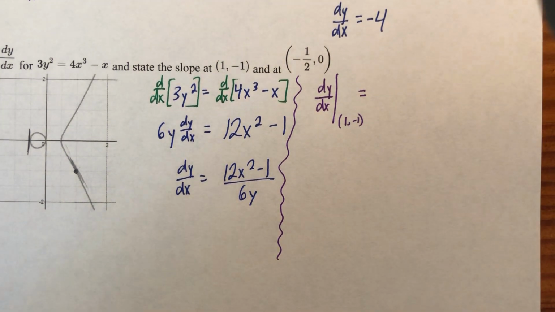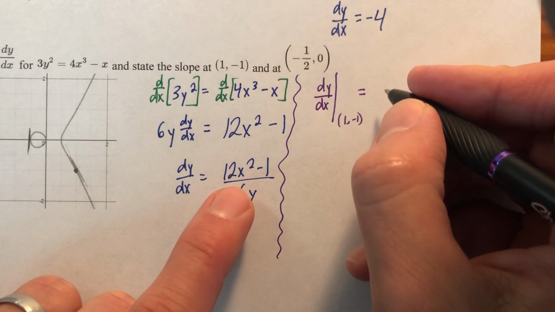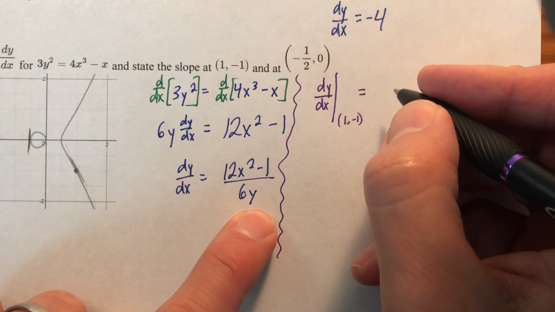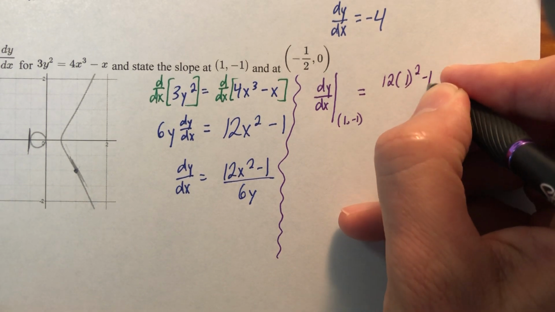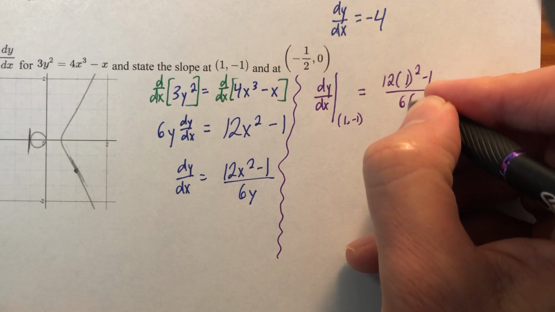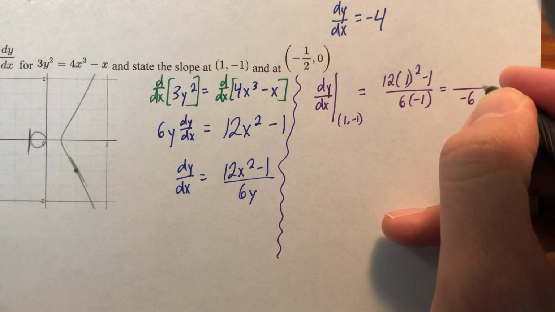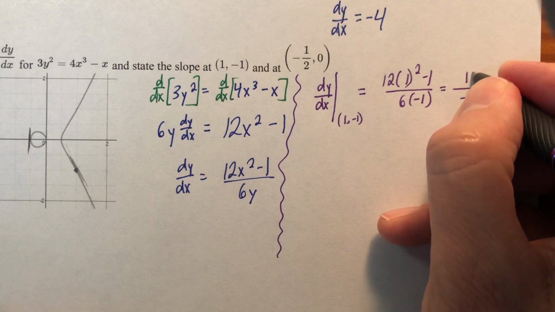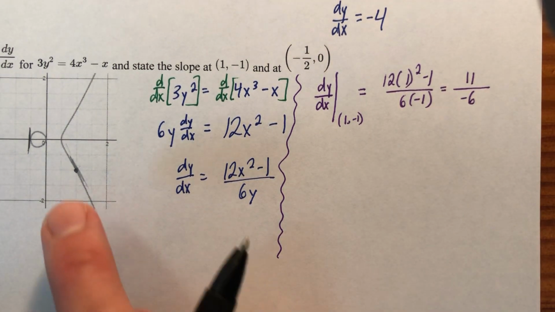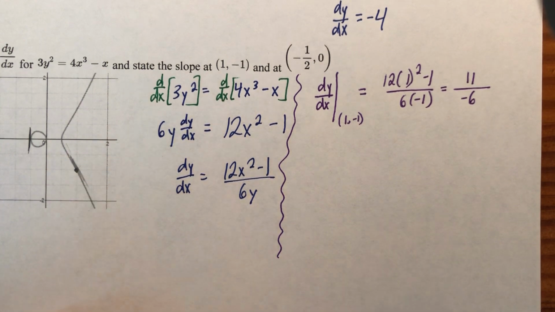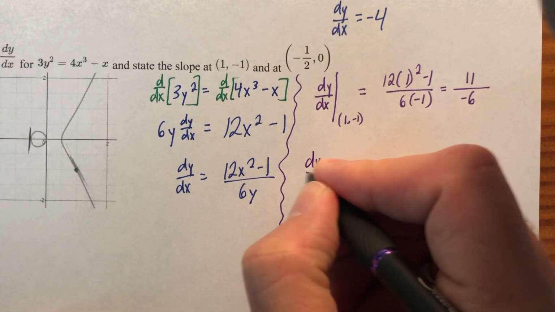A little vertical line says, hey, I'm about to do something with it. So we're going to plug in a 1 for every x and a negative 1 for every y. So 12 times 1 squared minus 1 over 6 times negative 1. That gives me negative 6 in the denominator. That gives me 11 in the numerator, and that is very close to our guesstimate of negative 2. Lovely, isn't it?